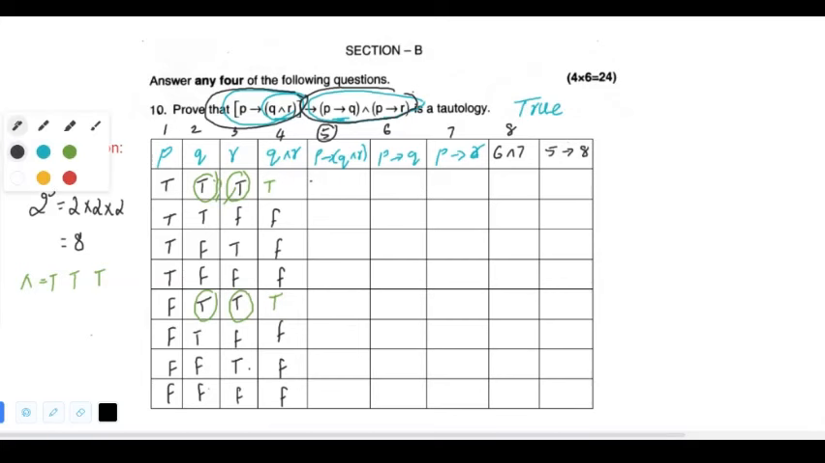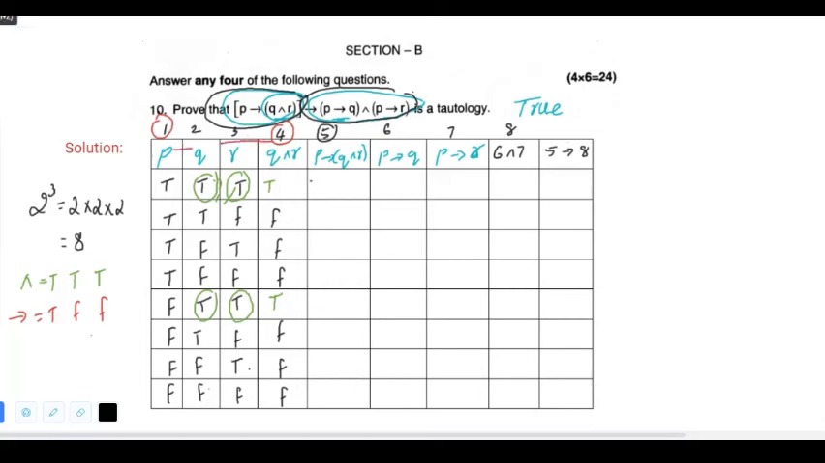Next, we need to go for the next one, that is P implies Q and R. We have to check in the first and fourth column. What is meant by implies? P implies Q is nothing but, if it is T and F, the answer is F, else the answer is true. So we have to check for this condition in the first and the fourth column.